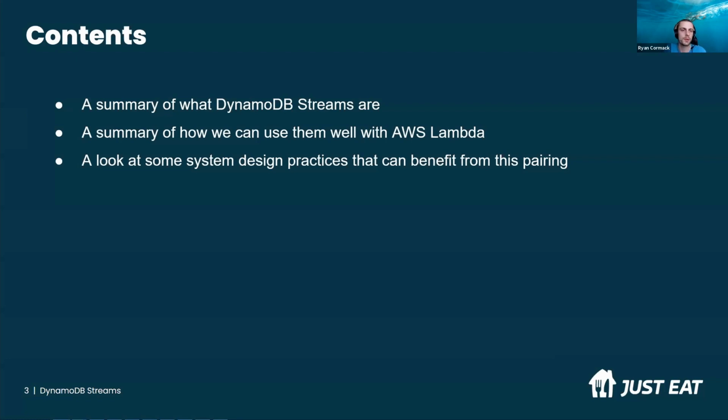So for the next little while, I'd like to cover a summary of what DynamoDB streams are, a summary of how we can use them and how we can use them with AWS Lambda, and the scaling and infrastructure benefits that we get when we use these two technologies together. And then at the end, we'll take a quick look at some system design practices that you can benefit from by pairing these two Amazon technologies together.